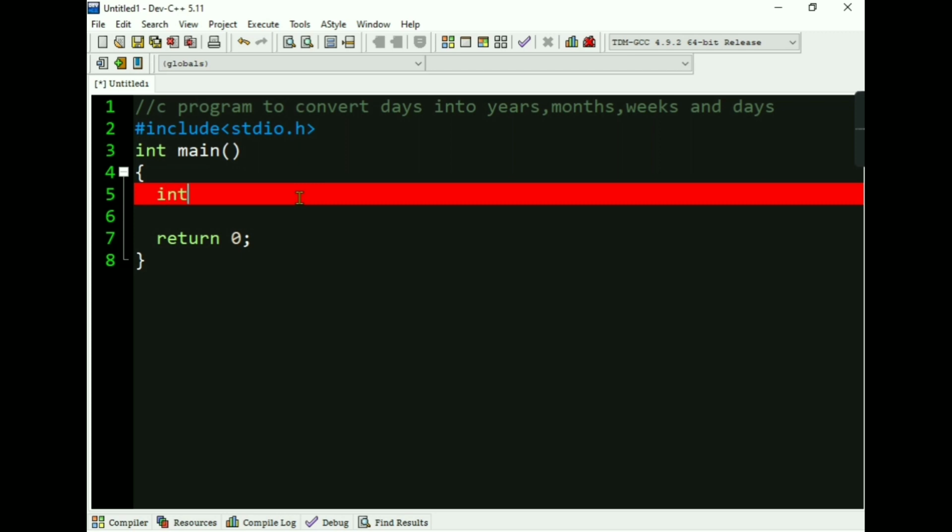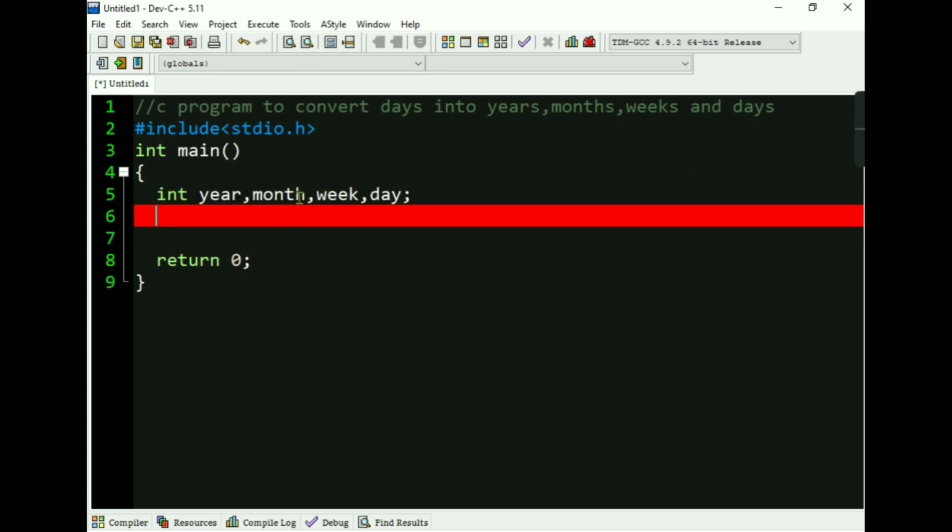We need some integer variables to convert into years. We need a year variable, year, and next we have month, next we have week, and day. Okay, this much we need.